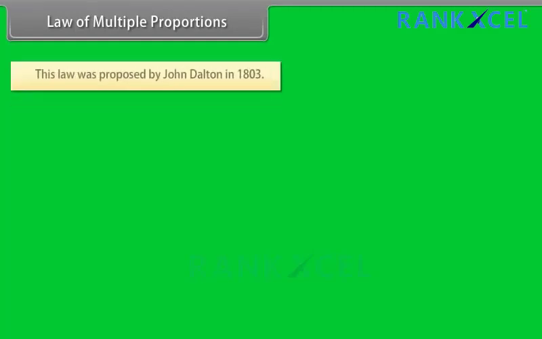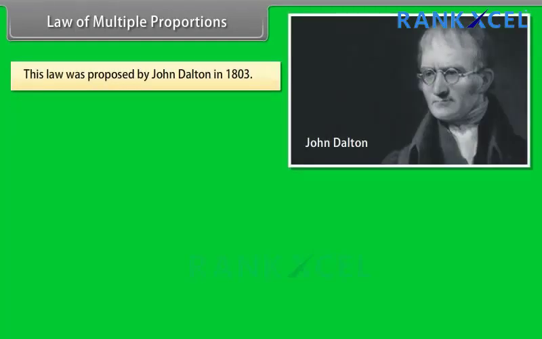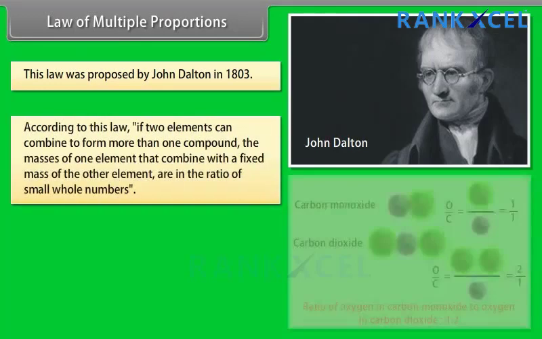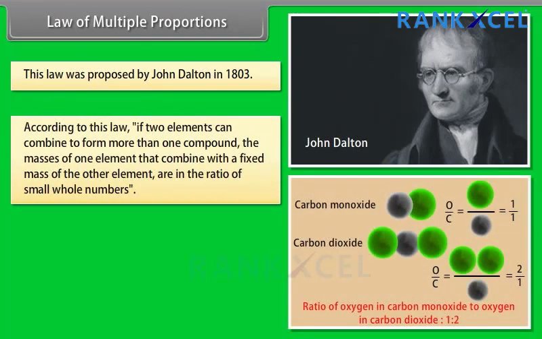Law of multiple proportions. This law was proposed by John Dalton in 1803. According to this law, if two elements can combine to form more than one compound, the masses of one element that combine with a fixed mass of the other element are in the ratio of small whole numbers.